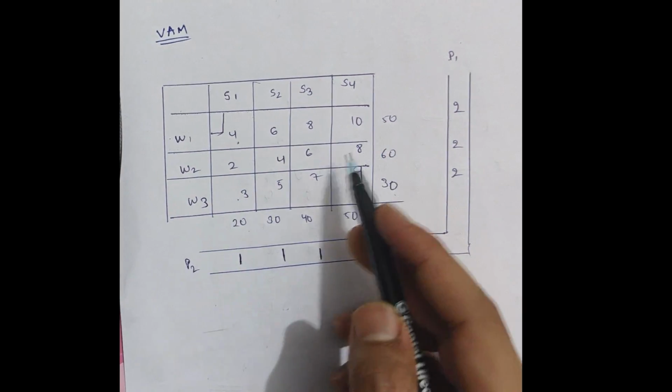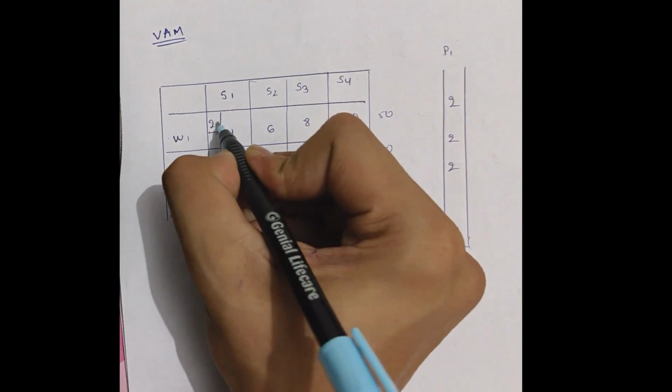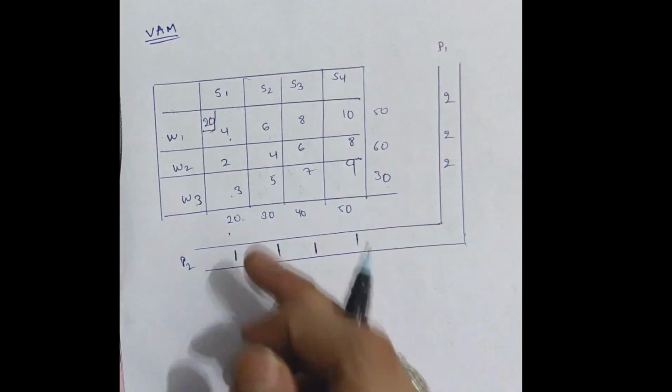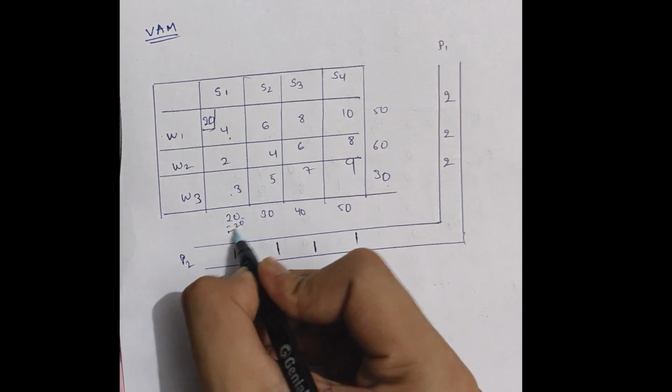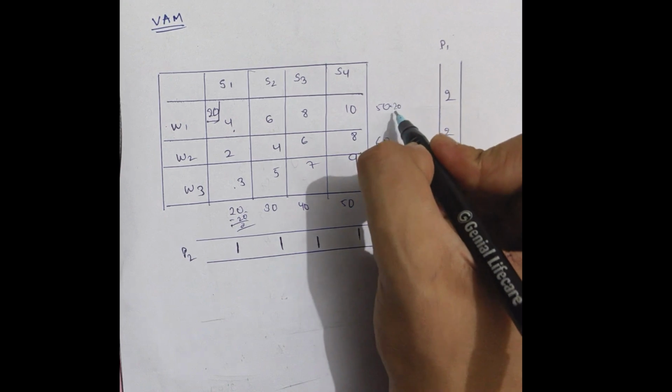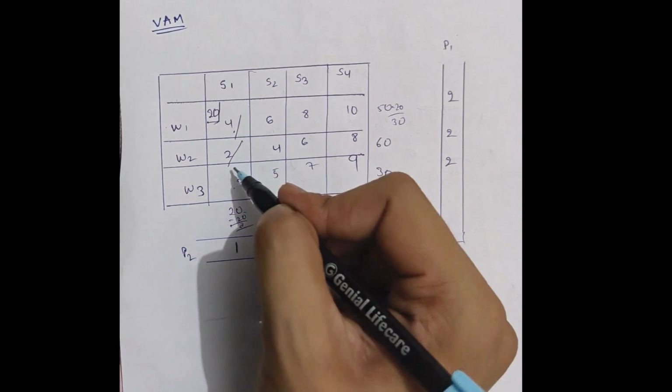In these two, what is the supply and demand? See, 50 and 20, right? I am taking the least value 20. Okay, here I have taken 20, right? Now it's 20 minus 20 is 0 and 50 minus 20 is 30. Okay, now what I have to do? I have to delete this one.